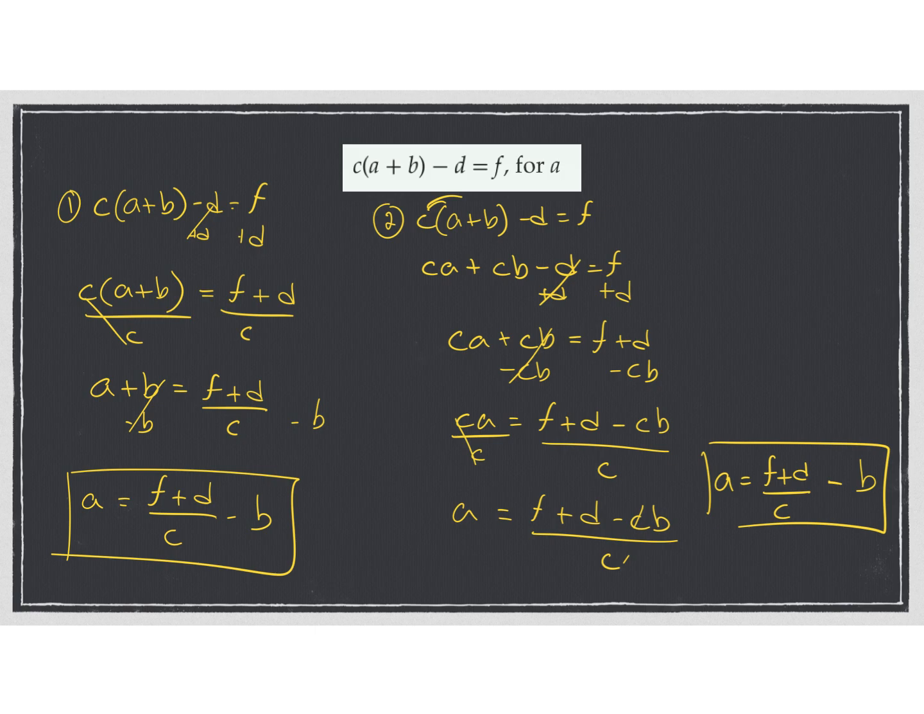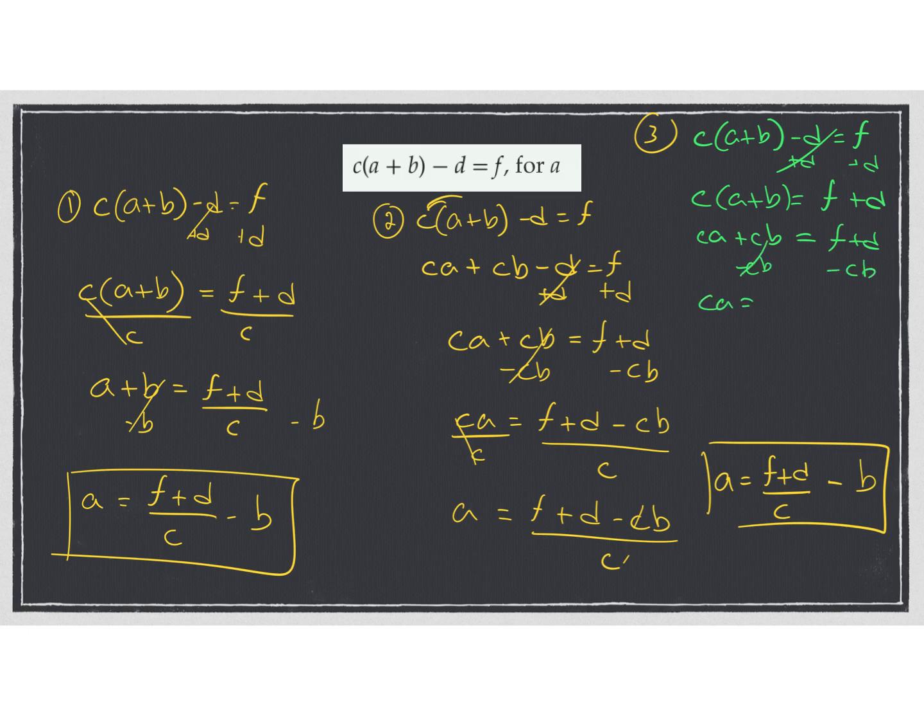The third way you can do it is, I'm going to write it up here. I'm going to change the color so they don't mesh together. You have C, parentheses A plus B minus D equals F. You can add D first. Get C, parentheses A plus B equals F plus D. I'll go ahead and distribute that C to get CA plus CB equals F plus D. And then we get to the same step as we did in the second one. So we get CA equals F plus D minus CB.